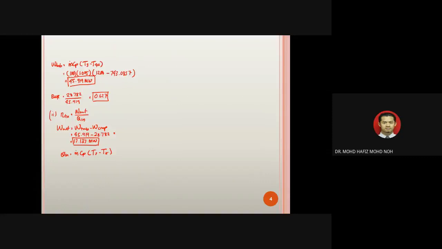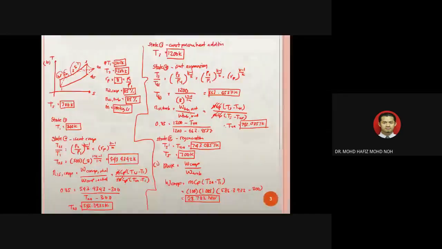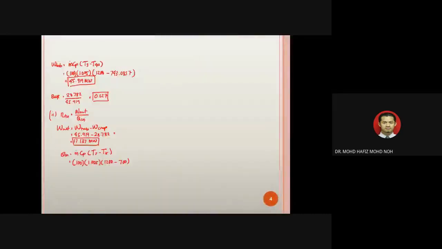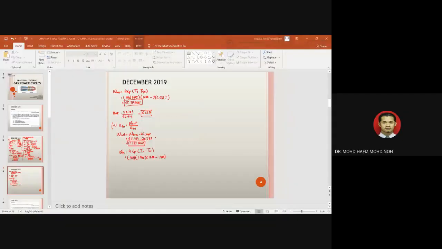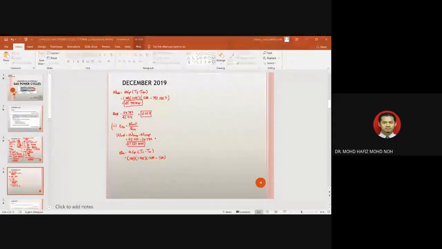Okay, right. So here we have mass flow rate of 100 kilograms per second, sorry. Cp is 1.005. T3 actually is equal to 1200. T5 is given, T5 is 700. So from here, you can get the value of the Q in. Let me check the value of Q in.